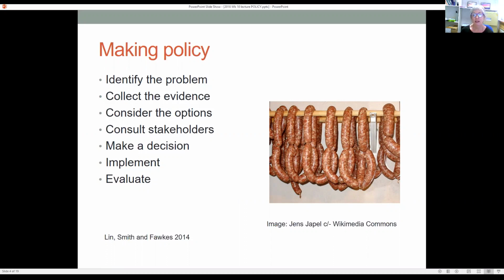Now this slide gives you the rational and perhaps slightly more amusing side of policy making. So we identify the problem, collect the evidence, consider the options. This is the rational approach. Consult stakeholders, make decisions, implement, evaluate, and so on. Sometimes, this is a lovely quote, and I don't know where it comes from, but I have come to the conclusion that the making of laws is like the making of sausages. The less you know about the process, the more you respect the result.